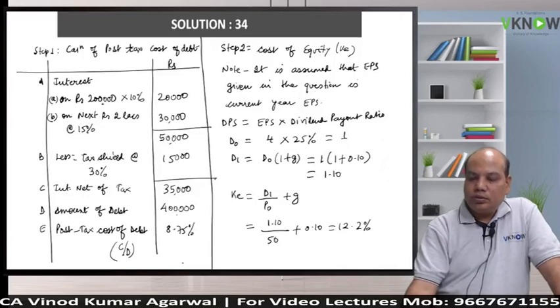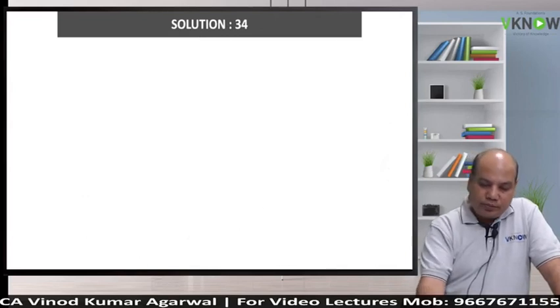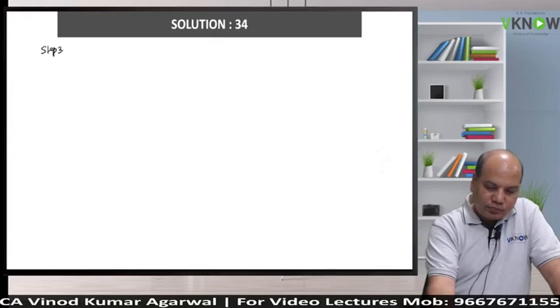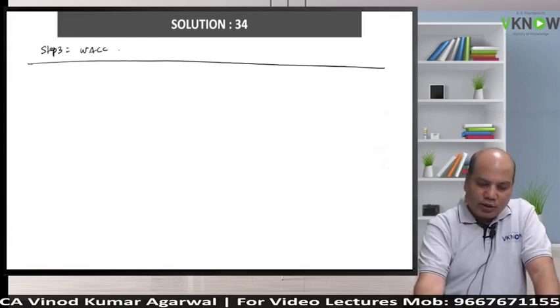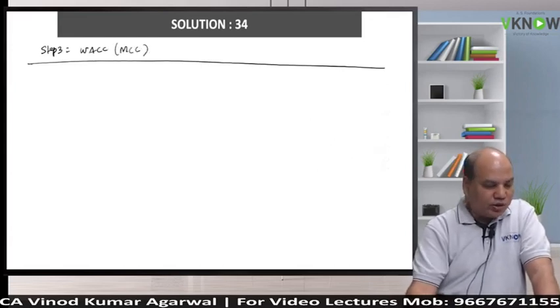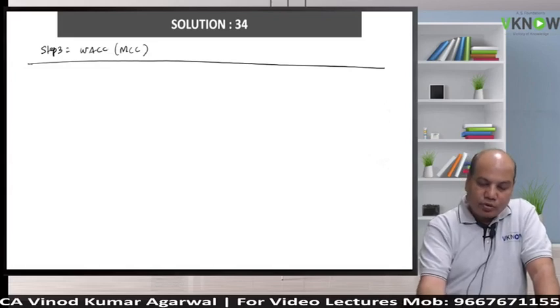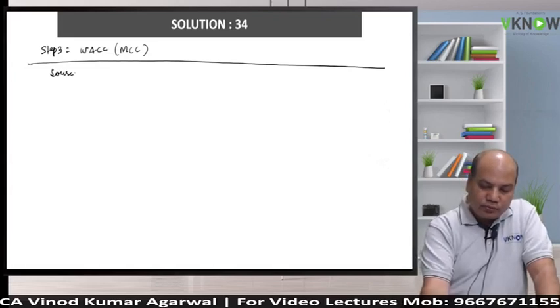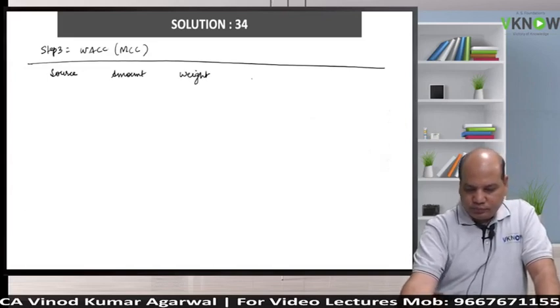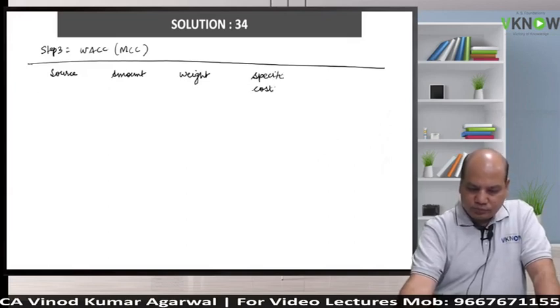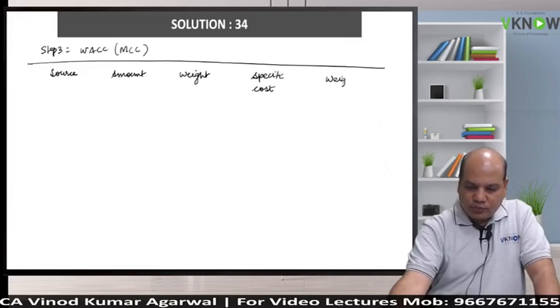Done. Step 3, WACC. Actually it is MCC, but they have used the term WACC in the problem. Source, amount, weight, specific cost, weight into cost.